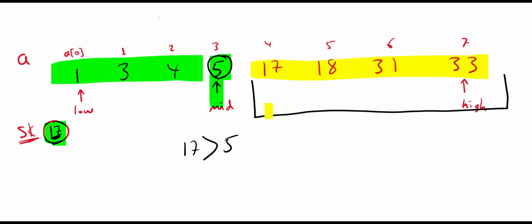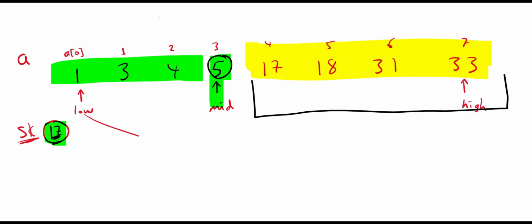Okay, in this situation, I will look to this side. So how can I do that? In the next step, if my search key is greater than mid, then I need to move low to here. Okay, so how can I do that?